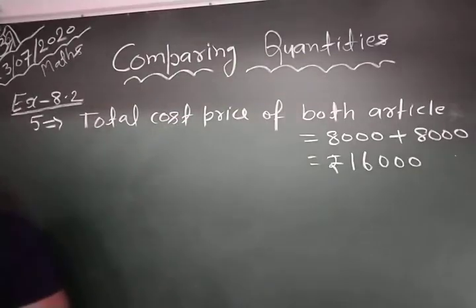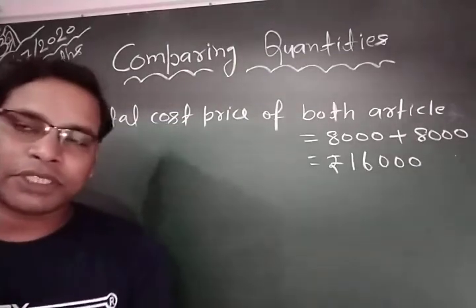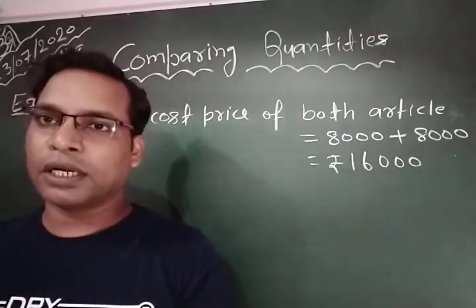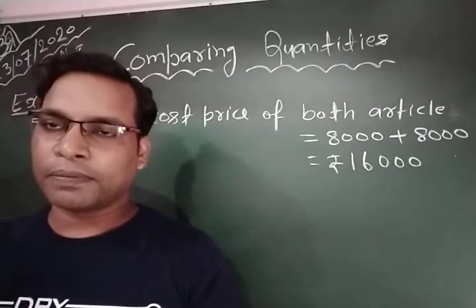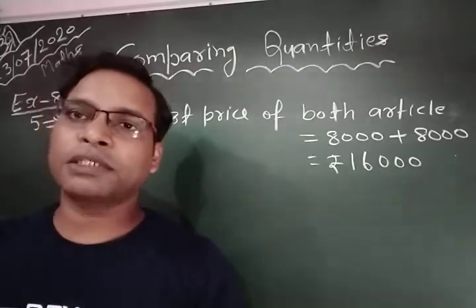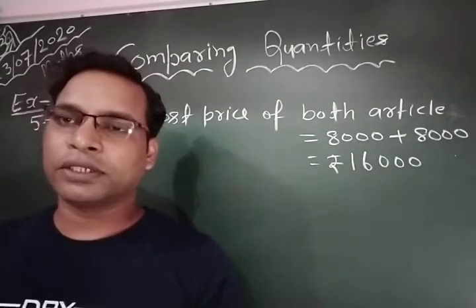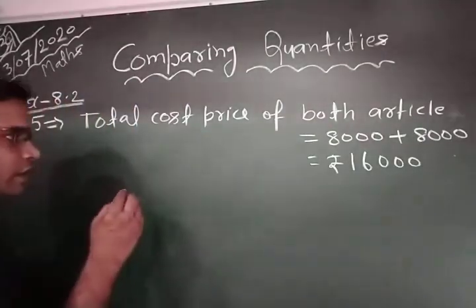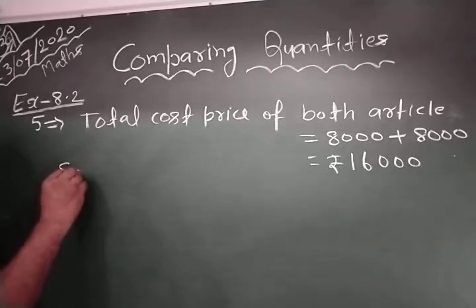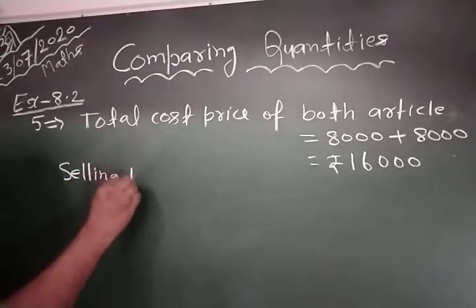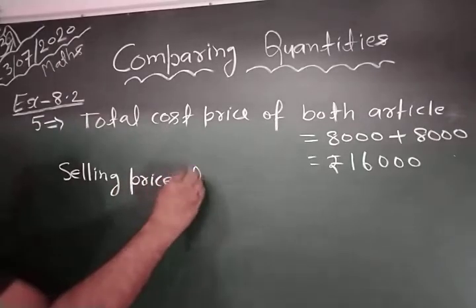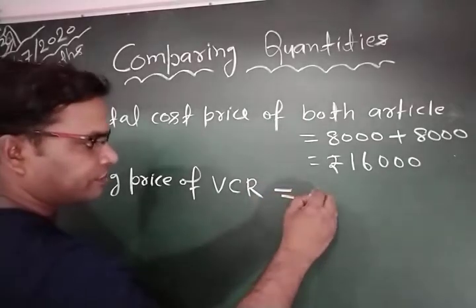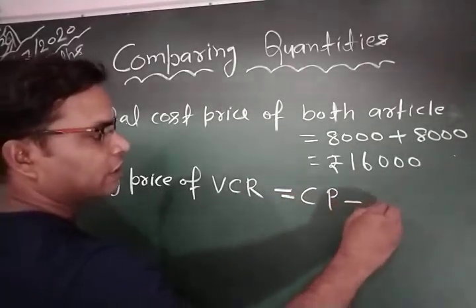Now we find the selling price of the VCR. What is the selling price of the VCR? The shopkeeper sells the VCR at 4% loss. So the selling price of the VCR is equal to cost price minus loss. The loss is given as 4%. So the selling price of the VCR is equal to CP, meaning cost price, minus loss.